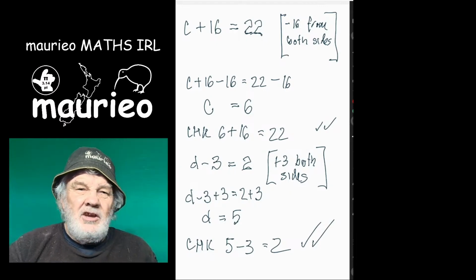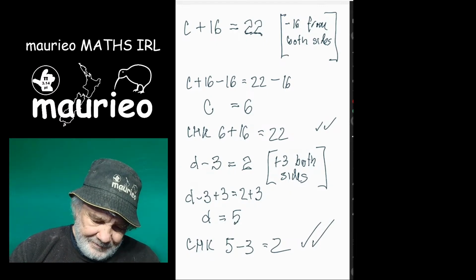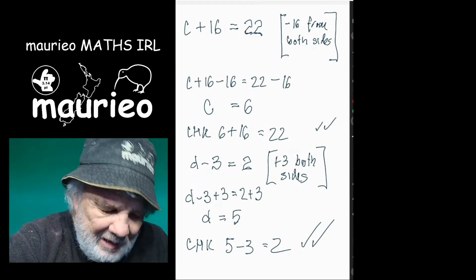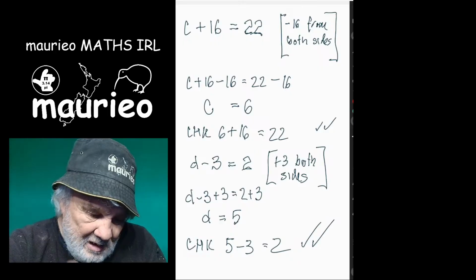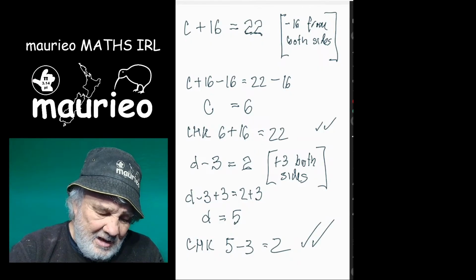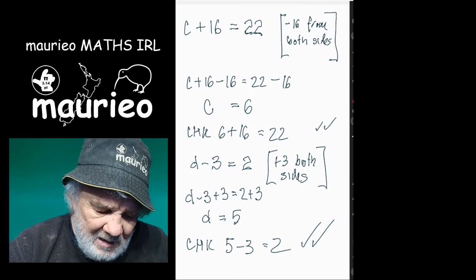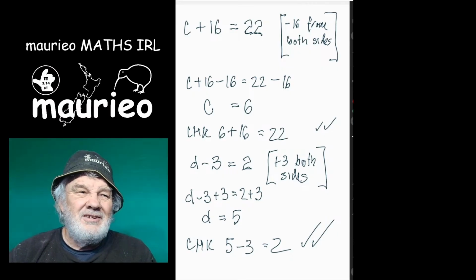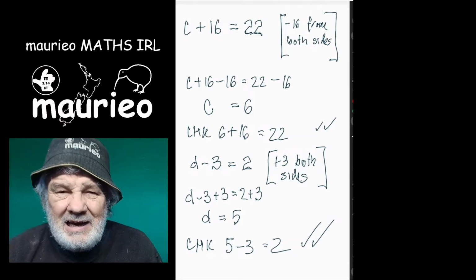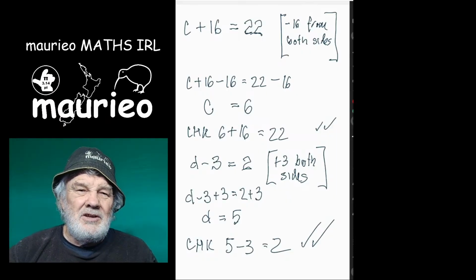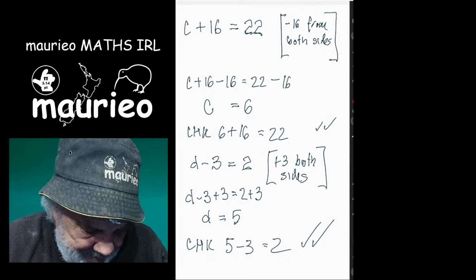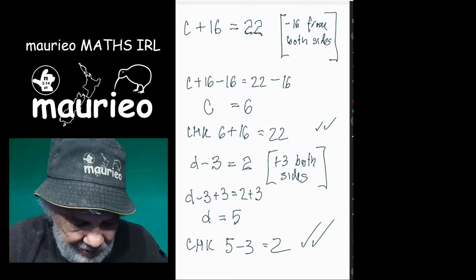So what we can see here is that if we have C plus 16 equals 22, if it's plus, we take minus from both sides. If it's minus, take away, we add to both sides. Pretty simple stuff to keep that balance, keep everything in balance. That's the important thing. Keep everything in balance.